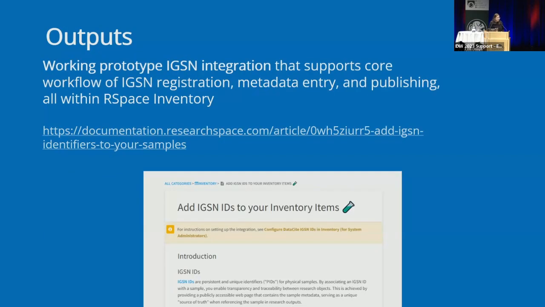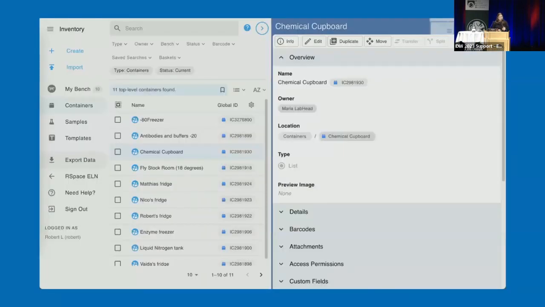So one of the outputs is that we did build a prototype IGSN integration within Inventory that supports the very core workflow of: you enter some metadata, you register your IGSN, you publish the IGSN, and that's all done without leaving the inventory system. Things happen in the background in terms of interacting with DataCite, but the actual researcher doesn't need to see any of that. So just to give you some images, because I think it's easier to explain it that way.